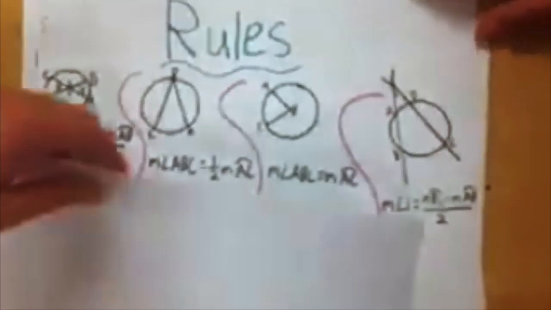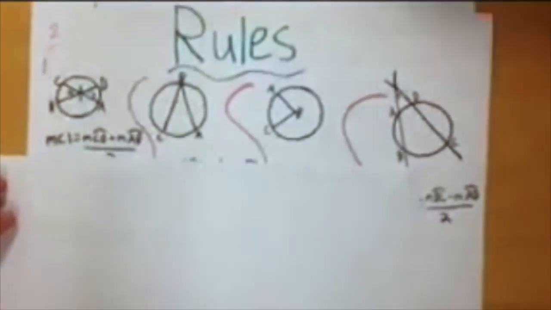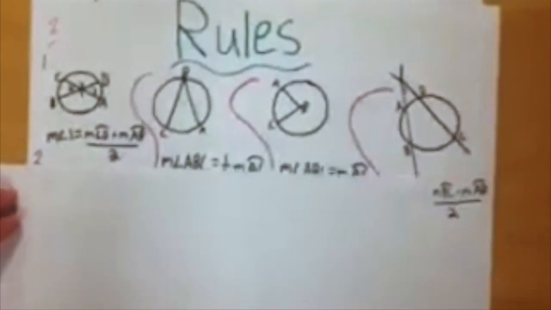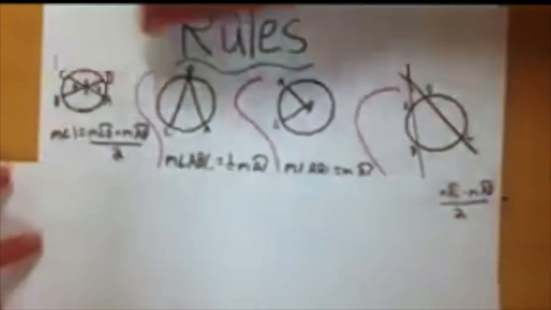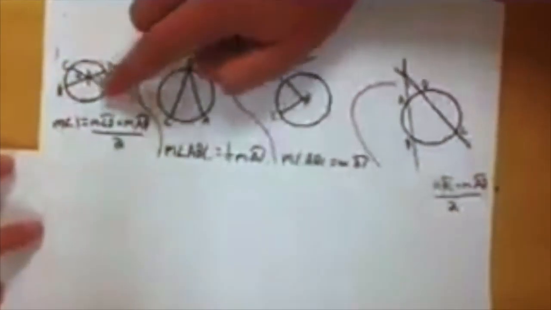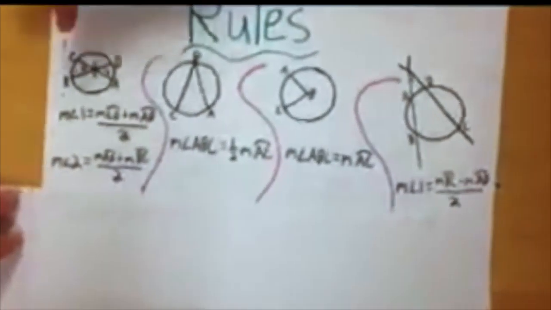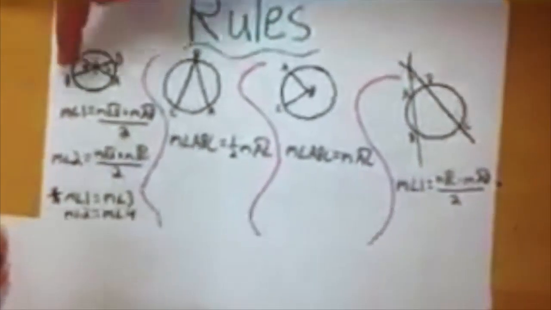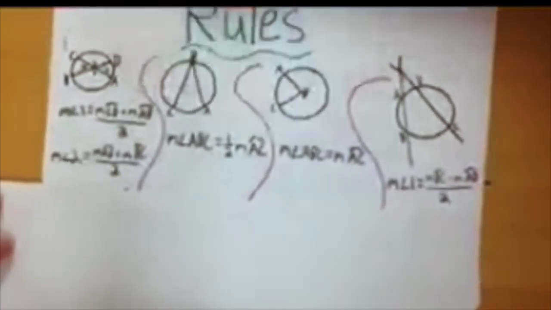There are multiple rules for these circles. If you look over here and you want to find the measure of angle 1, you look at the arc CD plus the arc AB, and then when you divide that by 2, you get the measure of angle 1. If you want to find the measure of angle 2, you do arc BC plus arc AD divided by 2 equals the measure of angle 2.